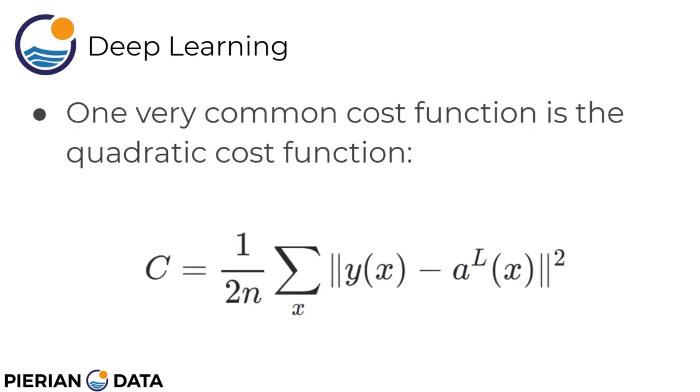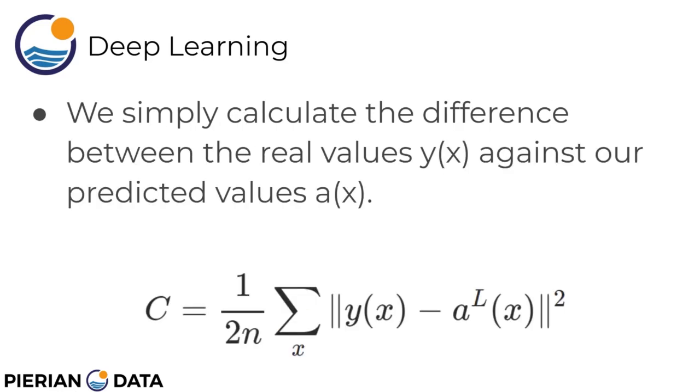Probably the most common cost function you'll see is known as the quadratic cost function. If you've done any machine learning, this probably looks really familiar because it looks like root mean squared error, which is essentially what it is. Here it's just notated for multidimensional data. All we're doing at the end of the day is calculating the difference between the real values, here labeled y of x. If you have some x input, we specify y as the true function, so that would be the true value. And then we're subtracting our predicted values, here a of L of x.